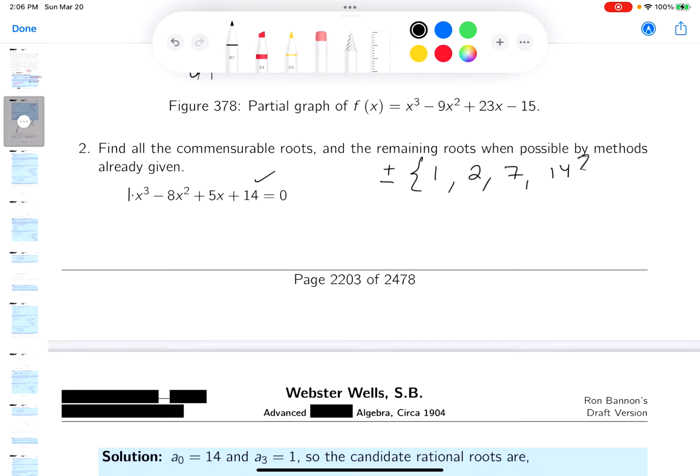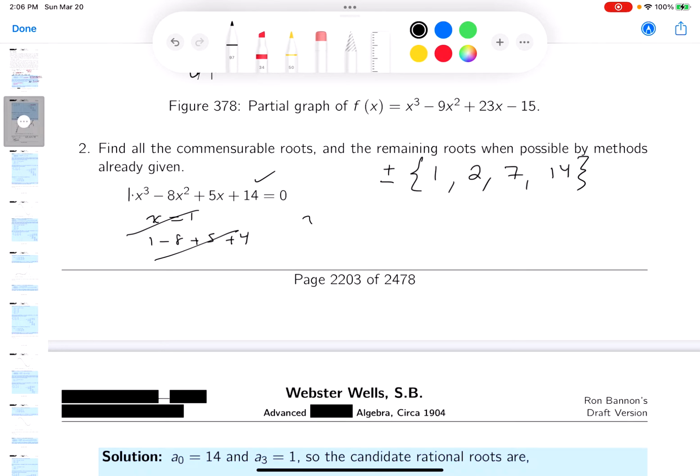How many candidates are there? There are going to be 8. I want to look at the easy ones first. And I'm going to look at x equals 1. And what would you get? 1 minus 8 plus 5 plus 14. And that's a definite no. That does not sum to 0. So this is going to be crossed off.